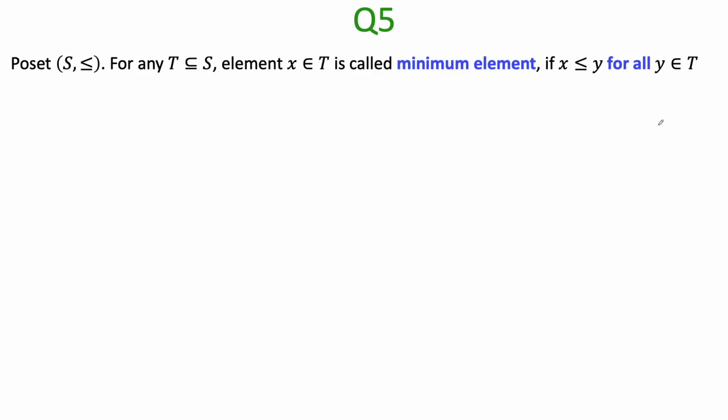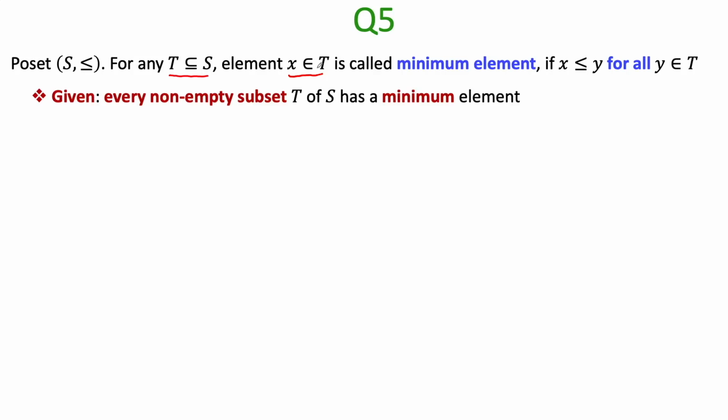In question 5, you are given the following. You are given an arbitrary poset, and for any subset T of that set S, an element X from that set T will be called a minimum element if that element X is related to all other elements Y of that subset T. Okay, so here I am defining minimum element with respect to the subsets. It's not a global minimum element, it's defined with respect to a subset of the set S.